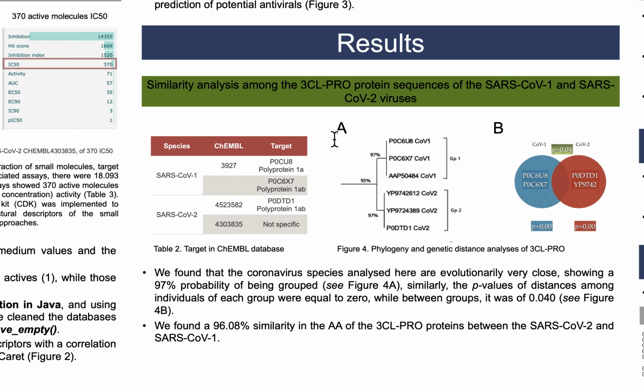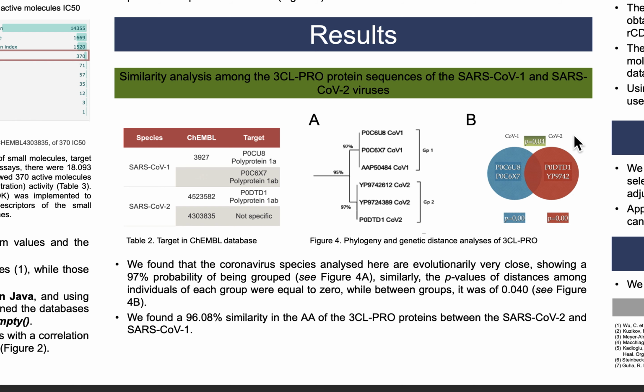As you can see in figure 4a, in the evolutionary analysis, we found that the coronavirus species analyzed here are evolutionarily very close, showing a 97% probability of being grouped. And in figure 4b, we display the high similarity between the SARS-CoV-1 and 2, where the p-values of distances among individuals of each group were equal to 0, while between groups it was 0.04.